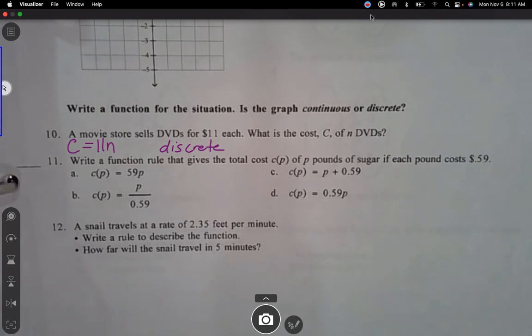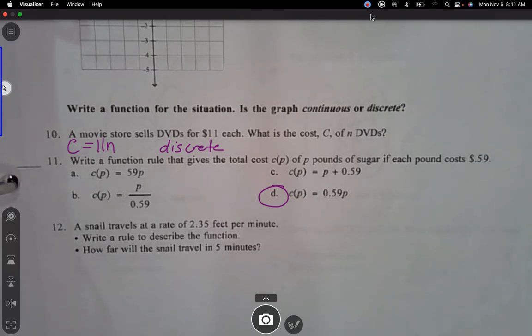Okay, and it didn't ask if it was discrete or continuous. But what is that one? Continuous. Okay. Can you buy a half a pound of sugar? Yes, you can. I mean, most of it comes in a 5-pound bag, but you could actually measure a half a pound of sugar. You cannot get a half a DVD.